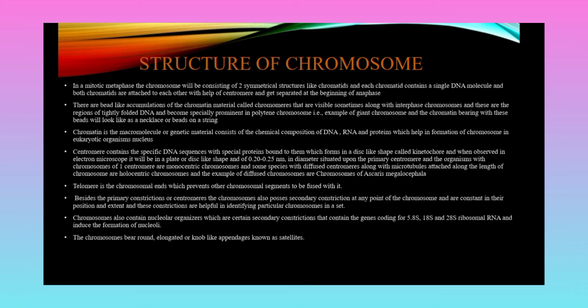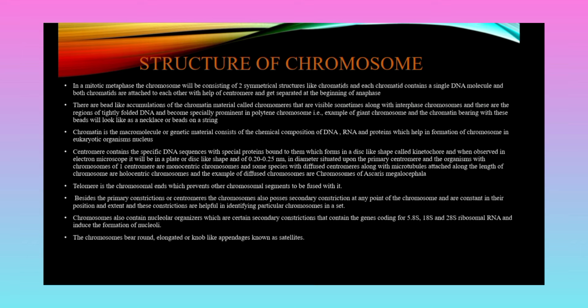Now coming to the centromere, we will discuss in the next video what the chromatid, centromeres and telomeres are. For now, the chromosome consists of two symmetrical structures known as chromatids. A chromatid contains a single DNA molecule, and both chromatids are attached with the help of a centromere. These get separated at the beginning of anaphase in the cell cycle.